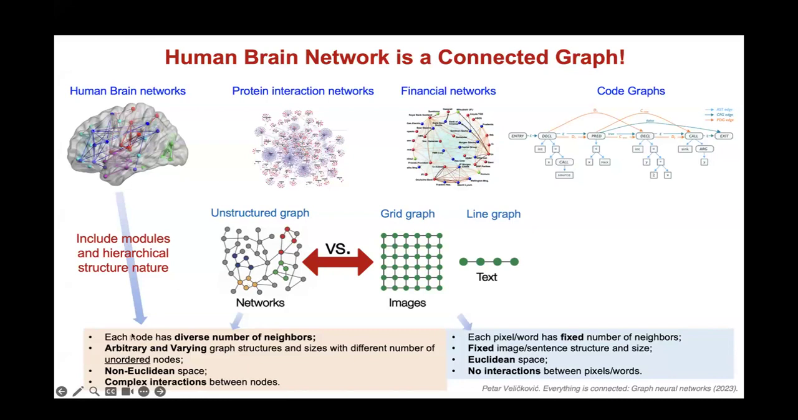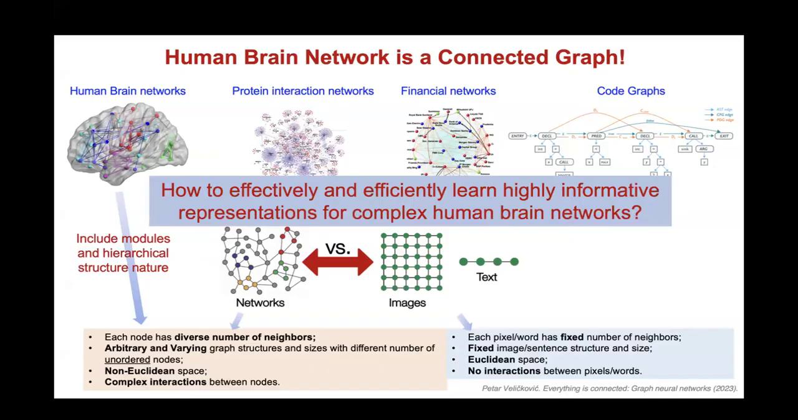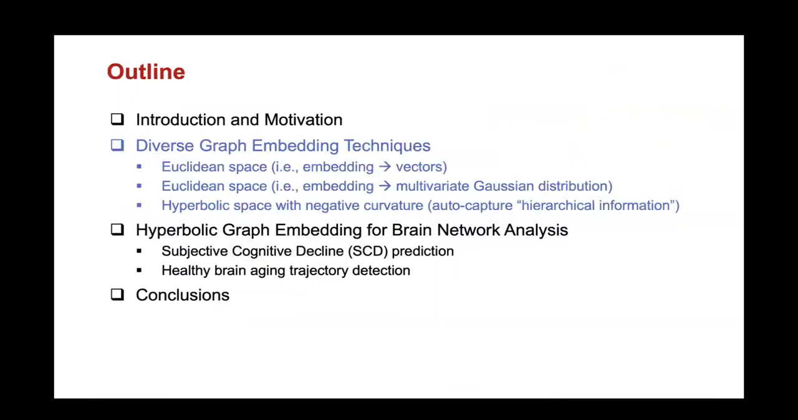Each graph node has a different number of neighbors, and graphs have arbitrary and varied structures and sizes, with different numbers of unordered nodes. Another important point is the non-Euclidean space, with complex interactions between the different nodes. So how can we effectively and efficiently learn highly informative representations for the very complex human brain networks, for early detection of Alzheimer's disease?